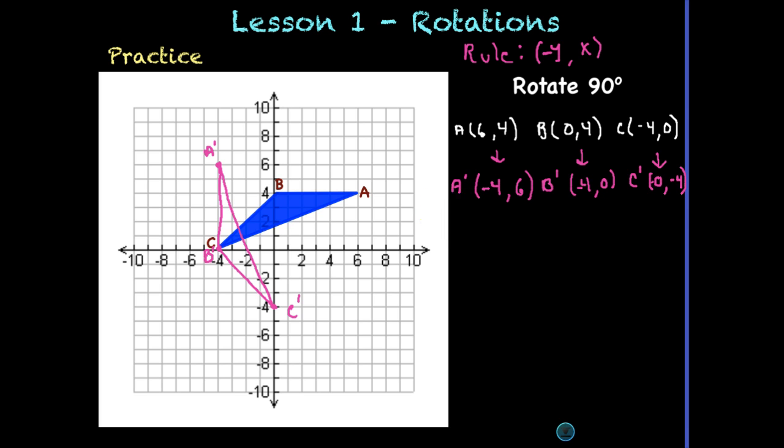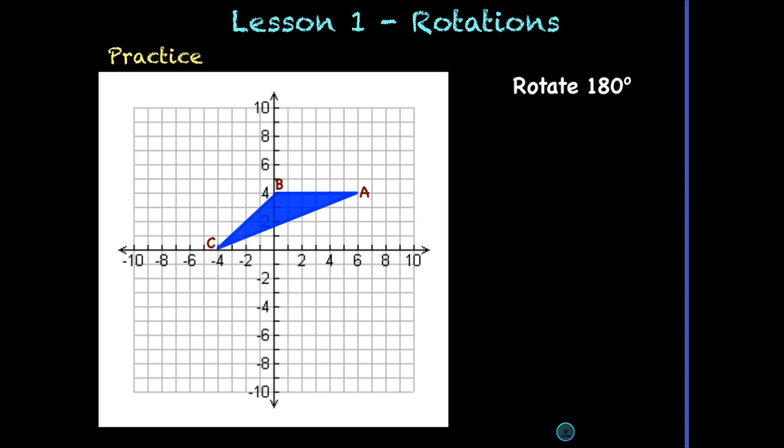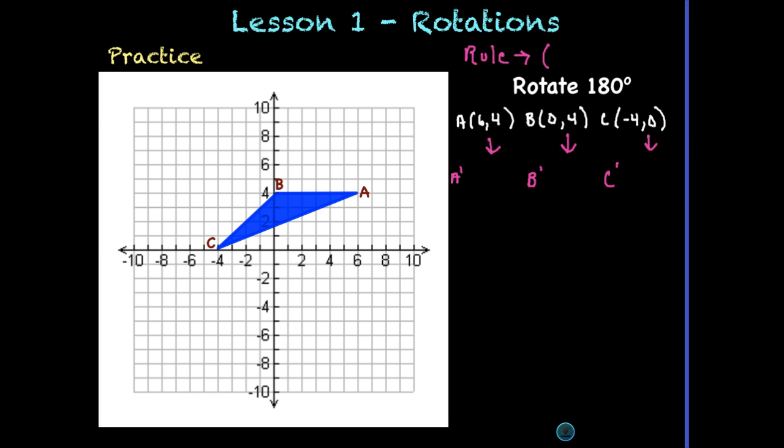All right, let's try a 180-degree rule. So in this case, once again, let's go ahead and write our coordinates. Now that we've written our coordinates, let's recall our rule. So when we rotate 180 degrees, we don't change x and we don't change y. They are in their same places. However, we need to switch the signs on both. So let's go ahead and do that.